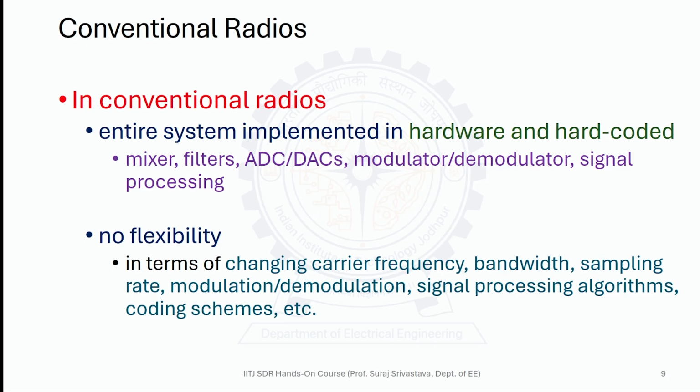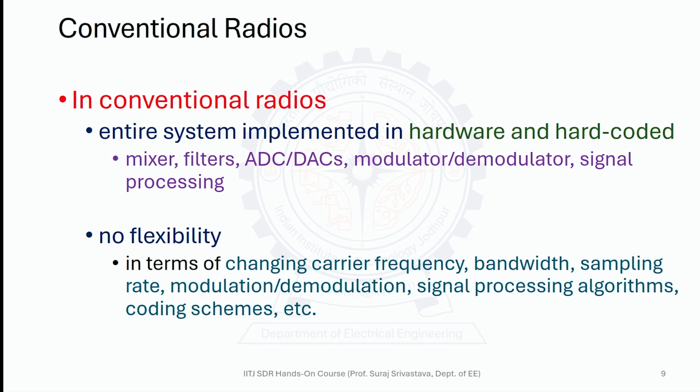So, how were conventional radios? In conventional radio, this entire system was implemented in hardware and was hard coded. Now, what are the components of a typical radio system? We have mixers, filters, analog to digital converters, digital to analog converters. Then we have modulators, demodulators, various signal processing algorithms, various channel coding schemes. All these are the components of a typical radio communication system.